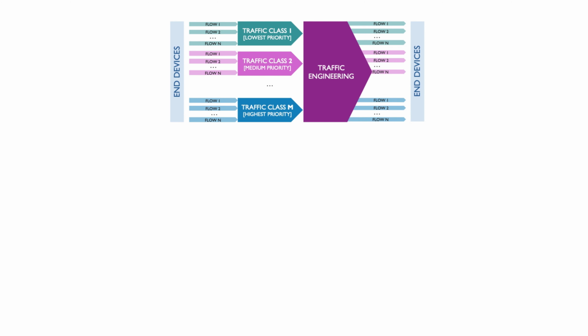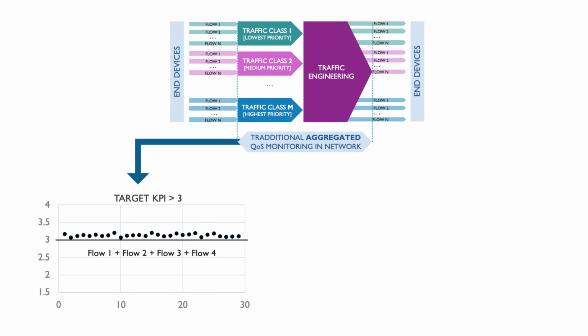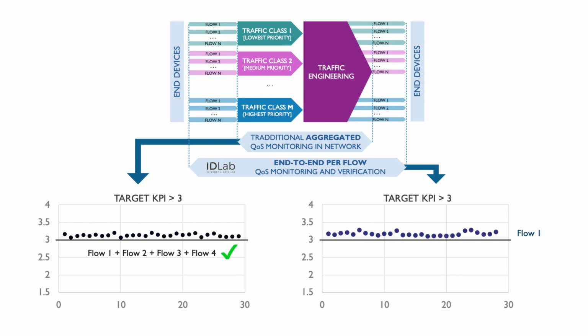It is also important to be able to verify the performance of a time-sensitive network, thus checking whether the network can meet the application's desired quality of service. Currently, quality of service is defined on a traffic class basis. This means that even when the aggregated quality of service performance meets the service level agreement for a specific traffic class, individual applications may still underperform, as is illustrated here.